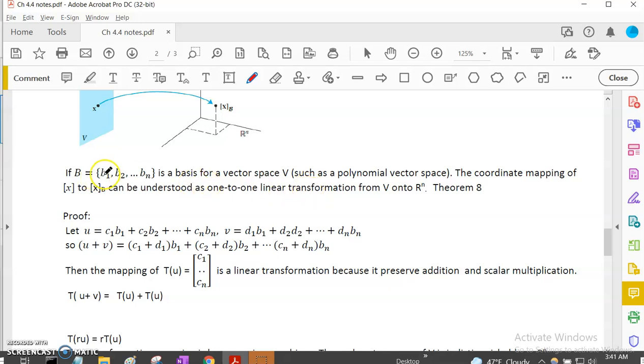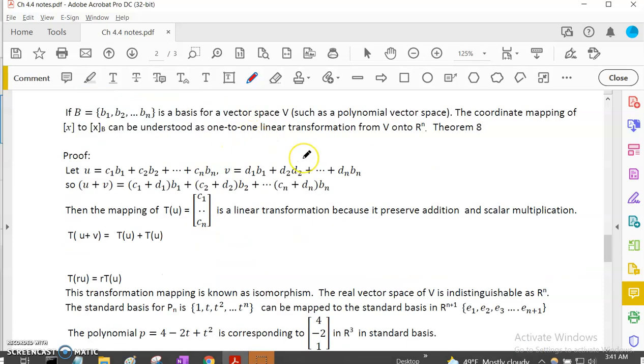So for example, if B is a basis for a vector space, such as a polynomial space or anything, then the coordinate mapping of x to x_B can be understood as a one-to-one linear transformation from V onto Rn. That means I have a basis here, and how do I name this x in this space? It's the same as I name x_B when everything is transformed in Rn.